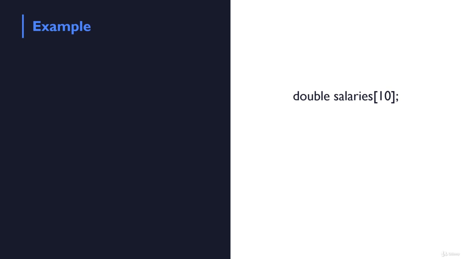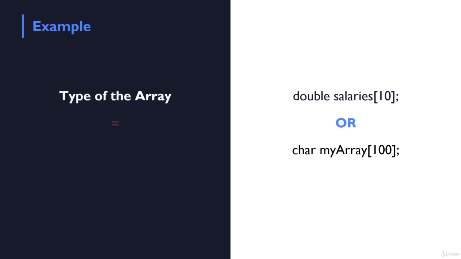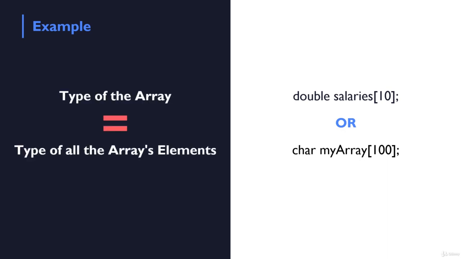And you can also define an array of characters by using char myArray, let's say this way, of a size of 100. Simple as that. Just know that once you've decided on the type of the array, it will be the type of all the array's elements. You can't let the first 2 to be of type int and the next 3 to be of type double and the last 5, let's say, to be even of type char. That's not possible.